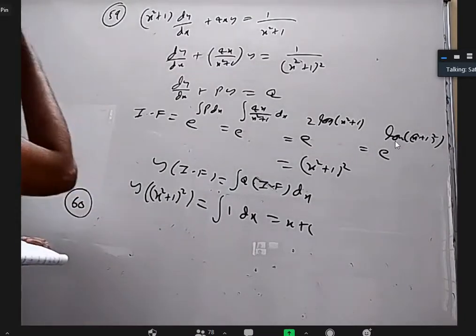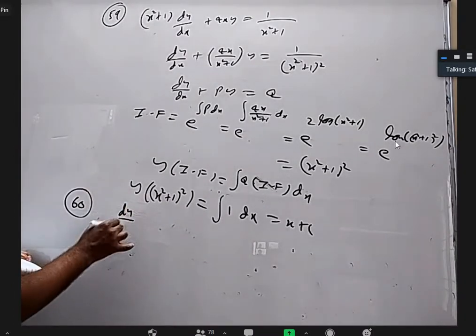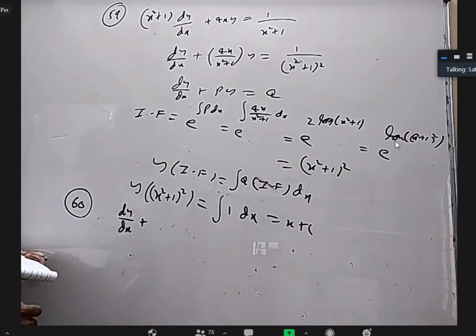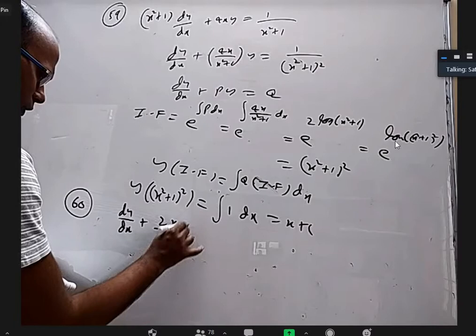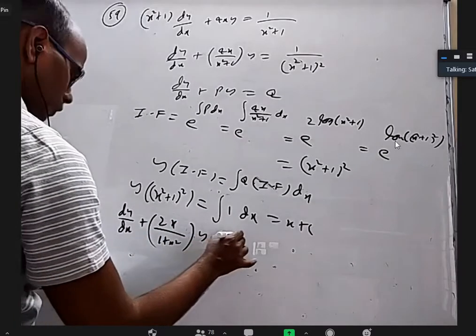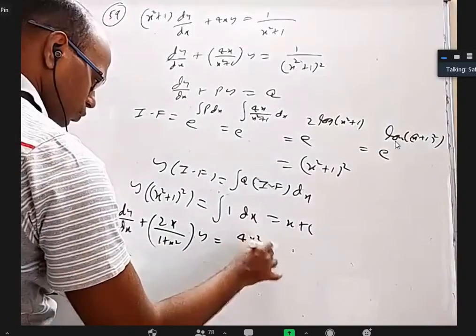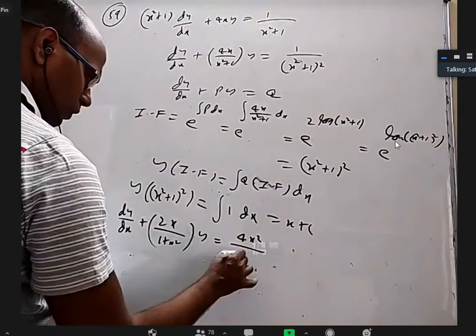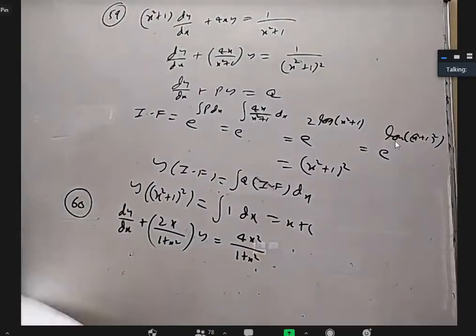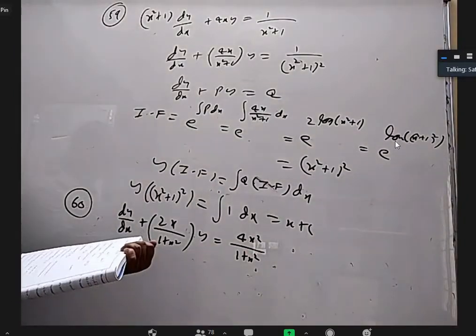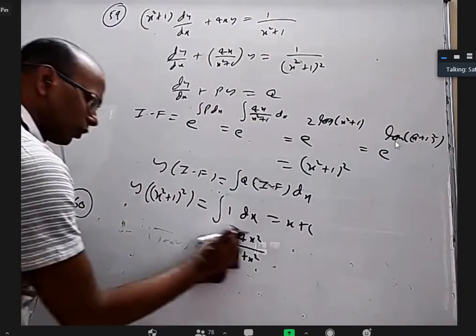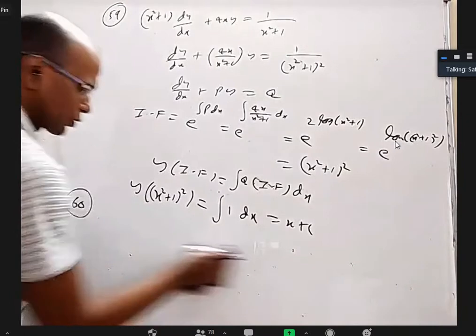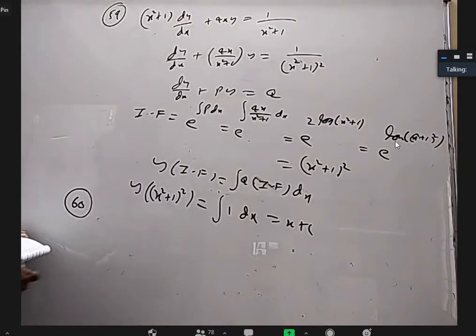Okay, 60. dy by dx. I'm straight away dividing by 1 plus x square there. 2x by 1 plus x square into y equals, this 4x square goes to the other side, divided by 1 plus x square. Actually, here I want to write directly without even writing the integration factor because it is already nicely adjusted. Let me show you in 60.